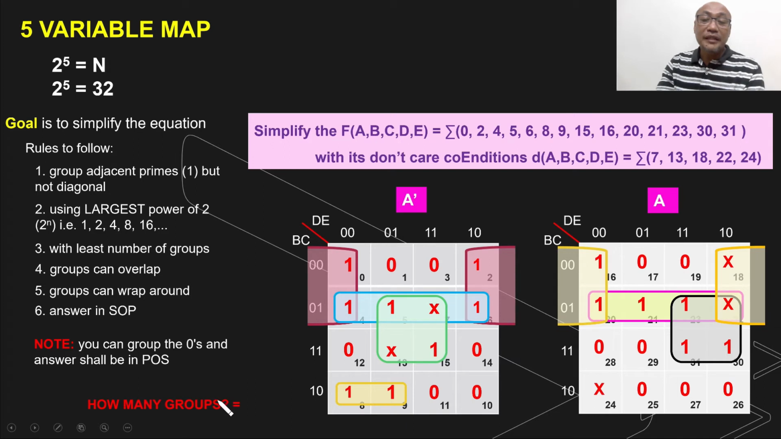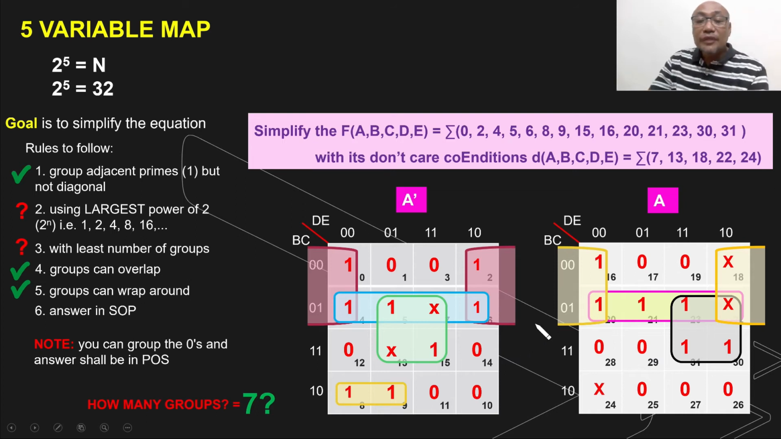So how many groups are there? 1, 2, 3, 4, 5, 6, and 7. Is your answer 7? Let's try to analyze. We group adjacent primes, group overlapping groups, and we also use wrap around. However, we did not use the largest possible number of primes in a group, and therefore we don't have the least number of groups.